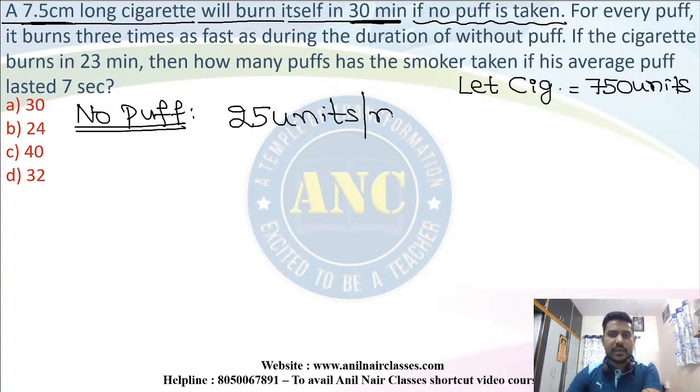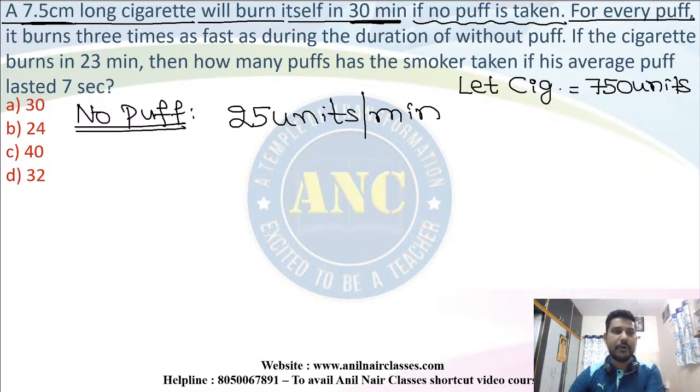For every 1 minute, if the puff is not taken by the smoker, 25 units of cigarette is being consumed, or it is completed, right? That's the meaning. Now, this is a no puff scenario, but read the next statement.